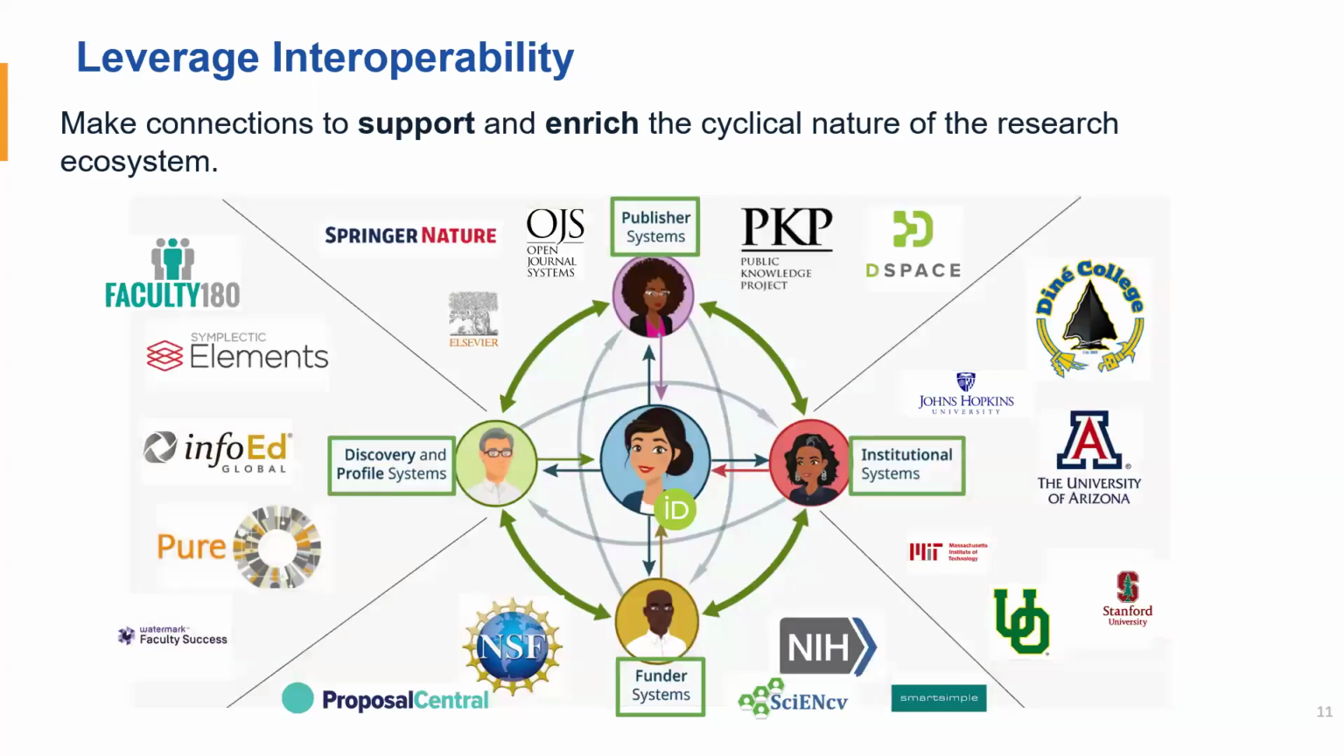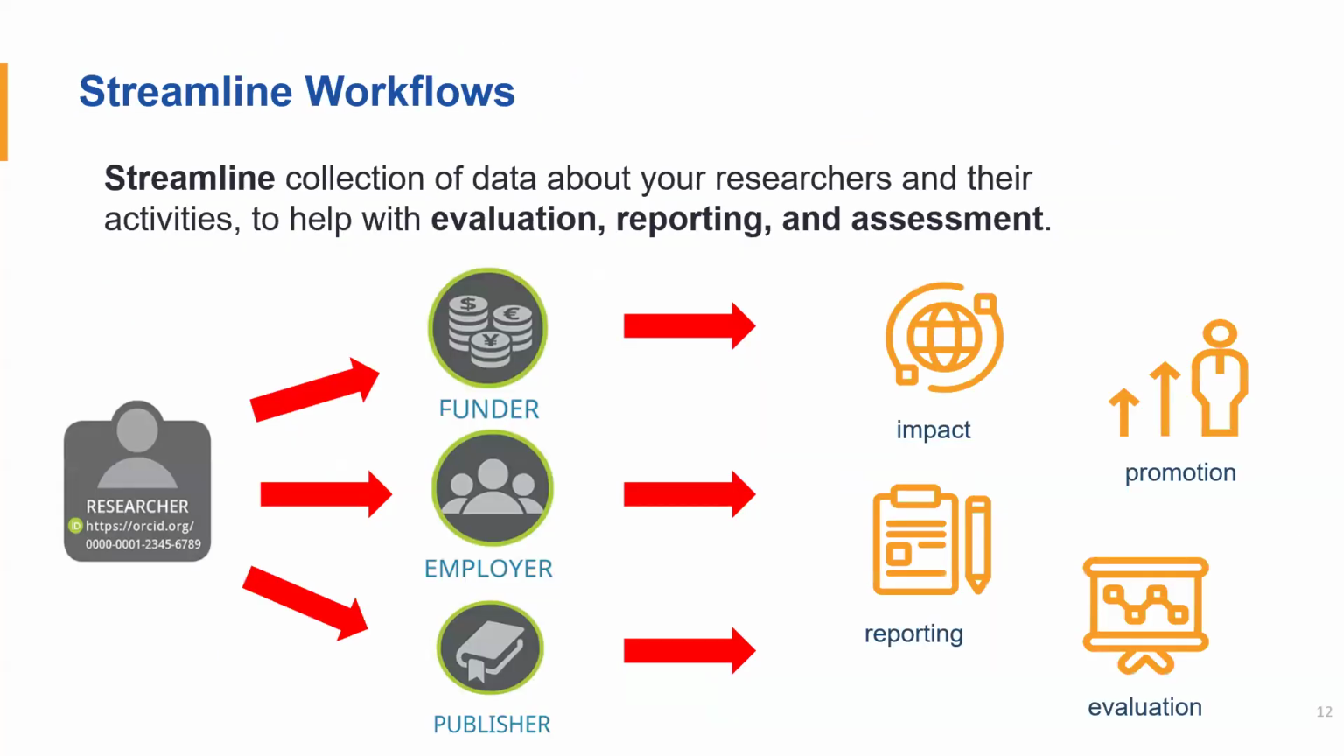The use of an ORCID API leverages interoperability between different systems across the scholarly communication landscape. It enables connection between researchers and organizations. It also allows for organizations and researchers to streamline workflows such as applying for grants, publishing, evaluation, reporting, and assessment.